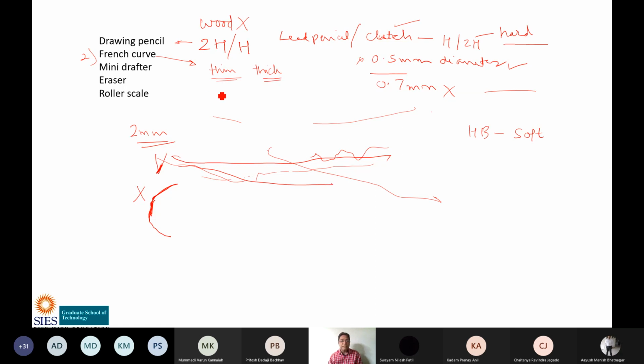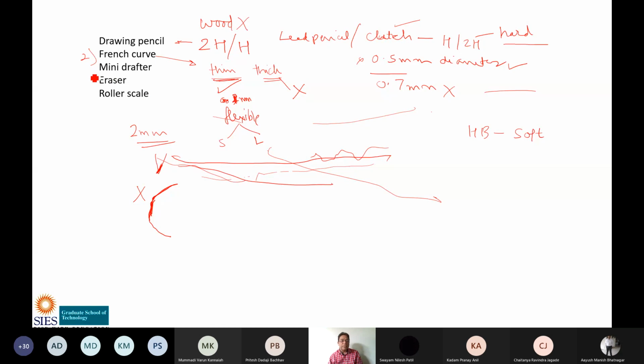You should purchase the thin one, I think its thickness is not 0.1 or 0.2 mm, or rather 1 mm thick. And this is flexible. I don't have it right now, otherwise I would have shown it to you. You can get it on the internet if you search French curve. The thick one you don't purchase. The thin one is available in two sizes, a small size and a large size. There are two sizes only. So any will do, but the important thing is to purchase a thin one.